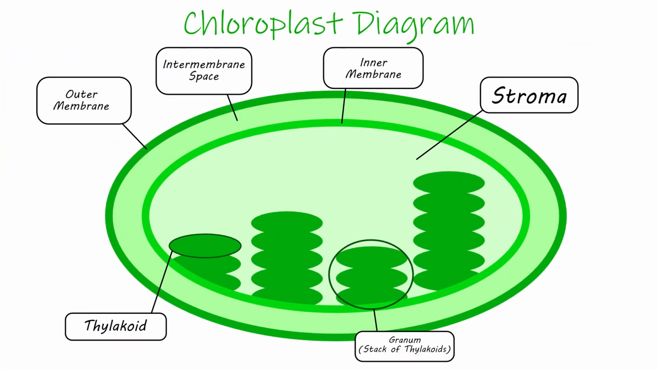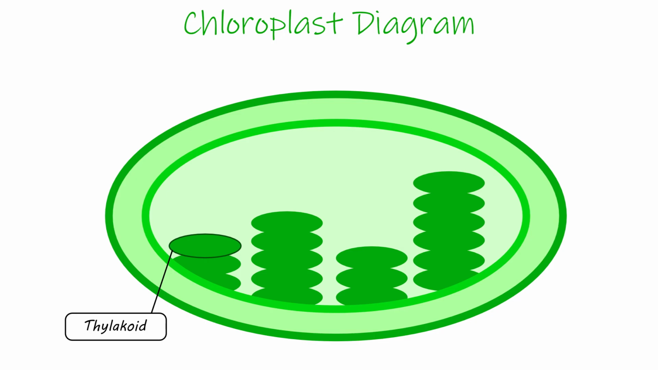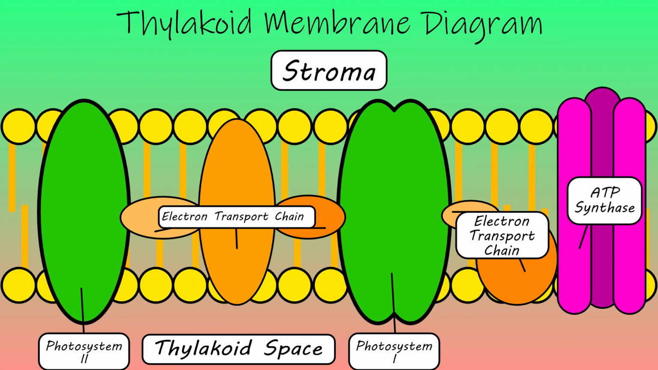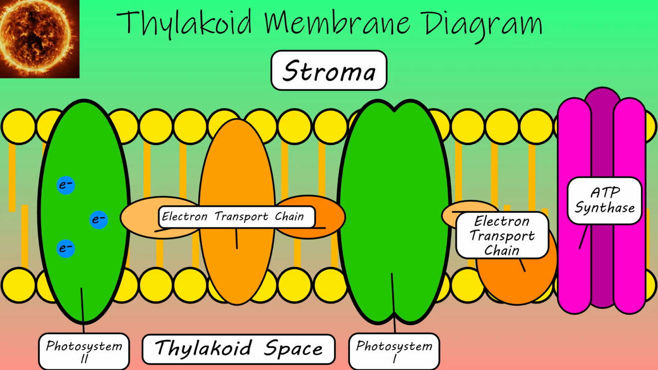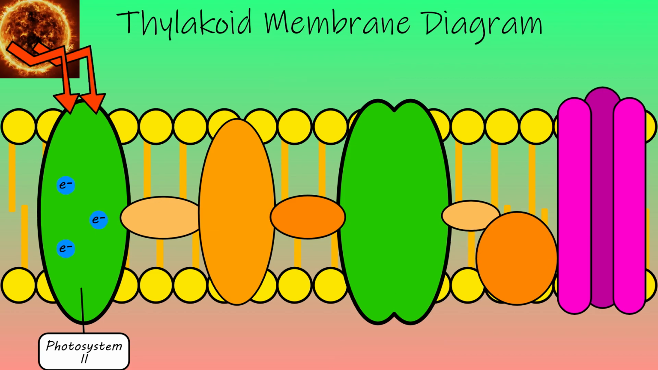Light-dependent reactions take place in the thylakoid membrane of the chloroplast. This is the thylakoid membrane up close. The first step of photosynthesis happens when light reaches photosystem 2. This excites the electrons, causing them to gain energy.